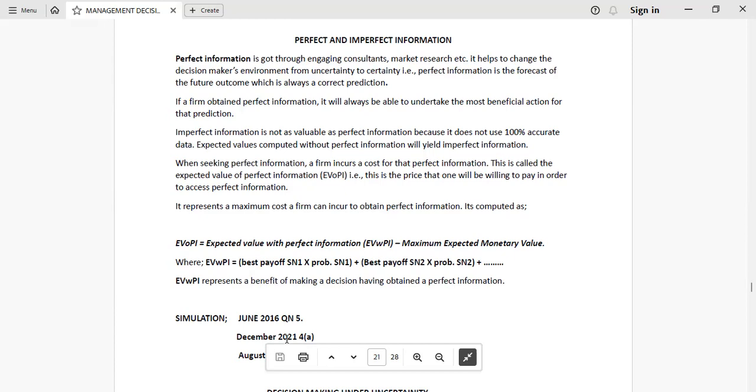And this is where we are going to pick some of the key items that we need to be able to understand. So without wasting more time, let's kick off and see what we mean by perfect and imperfect information.